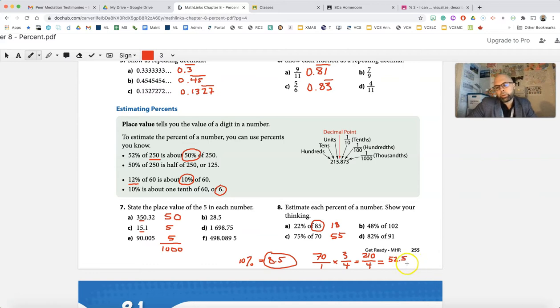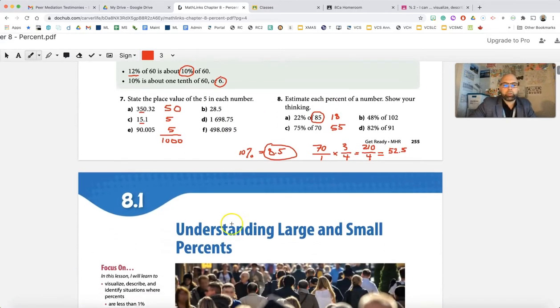Is that 5 going to bounce back? Yes, if my mental math is correct. So 200 divided by 4 is 50. 10 divided by 4 is 2.5. So I believe that is correct. Okay, so we've finished the get ready section.